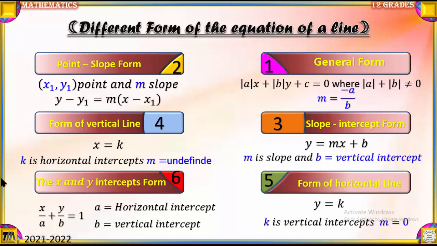The last one is the x and y intercept form, x over a plus y over b equals 1, where a is the horizontal intercept and b is the vertical intercept.